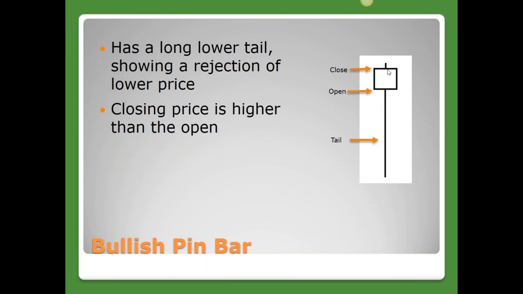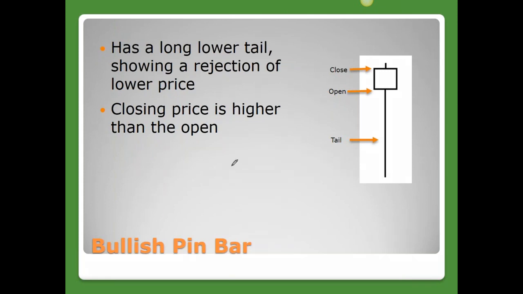Buyers stepped in, pushed it all the way to close higher, and that gives it a very, very bullish bias. That means price will now start going higher. And in terms of the bullish pin bar, we tend to see that at the bottom of a trend.